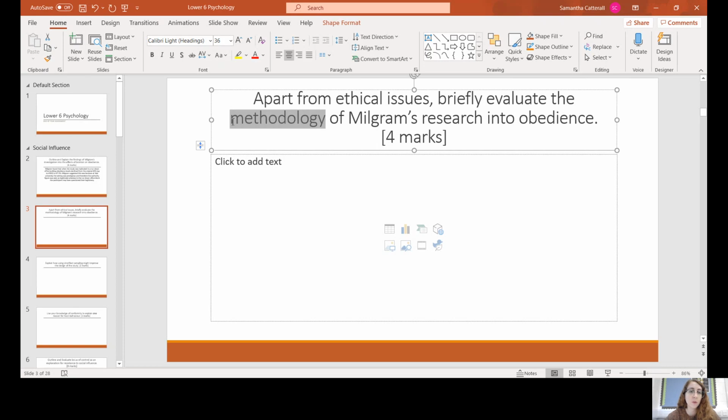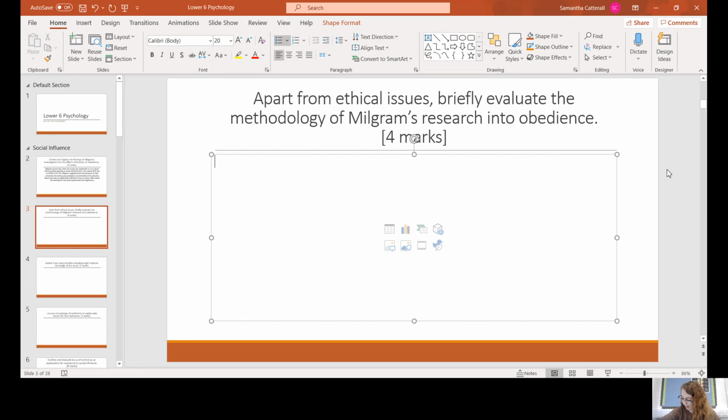Now, a lot of people got confused about what this word means, methodology. It's like method, the way it's being done. If you think about Milgram's research, it's a lab experiment. So essentially this question is asking for the strengths and weaknesses of a lab experiment, but in the context of Milgram. That is literally all it's asking you to do. So my advice would be to do a strength and a weakness.